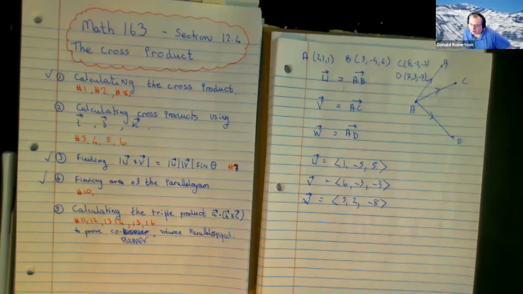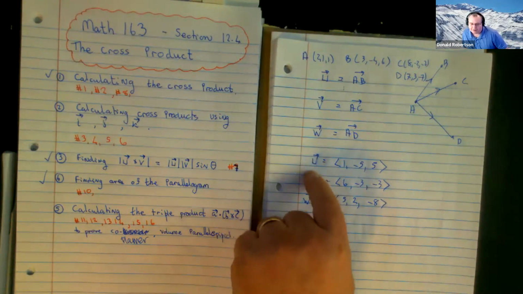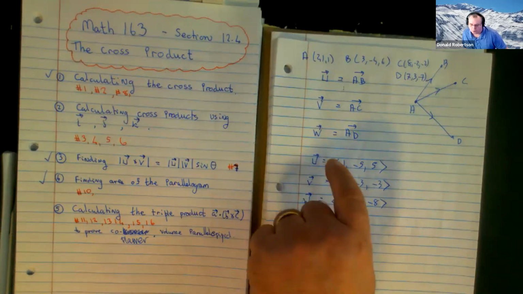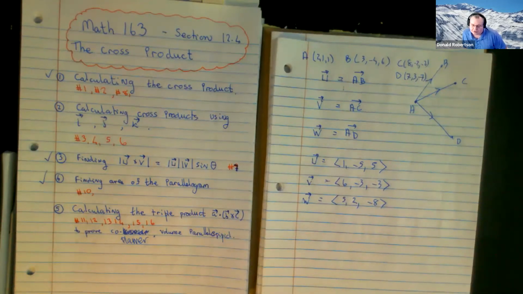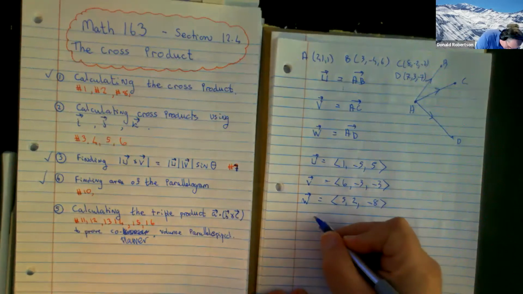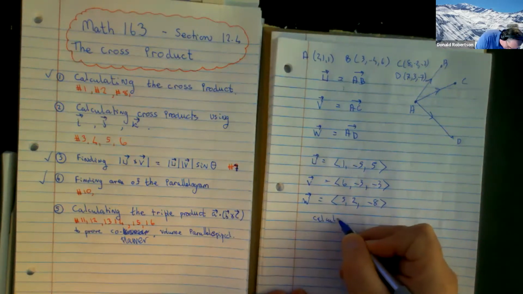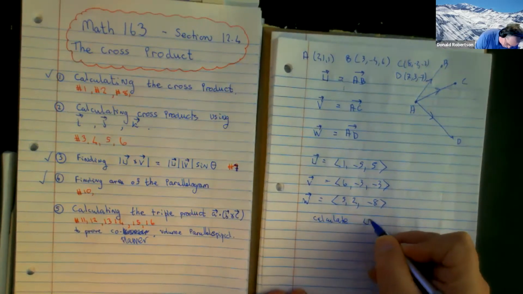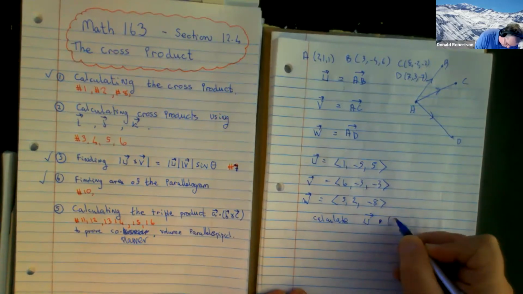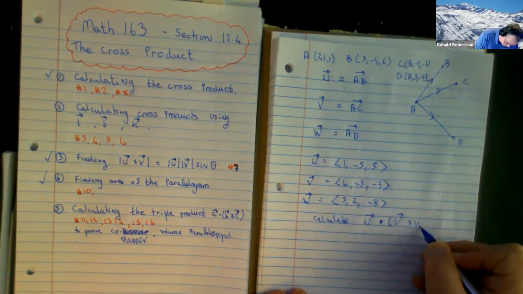Looking good? Right. Now, we've got our 3 vectors like our A, B, C, but we're going to call them U, V, W because that's what the question decided to call them. And we are going to calculate U dot V cross W.